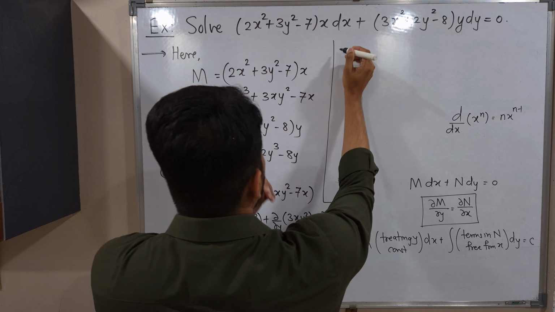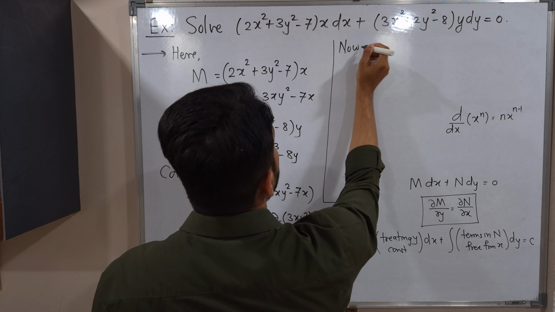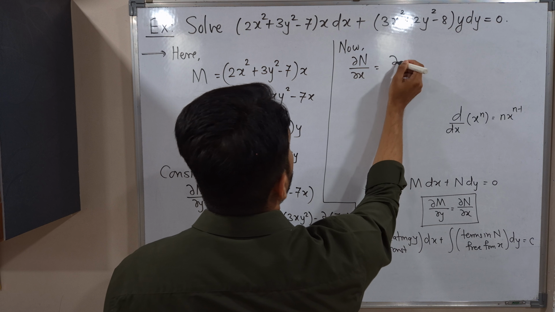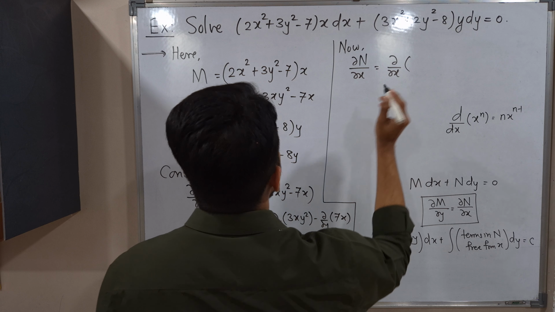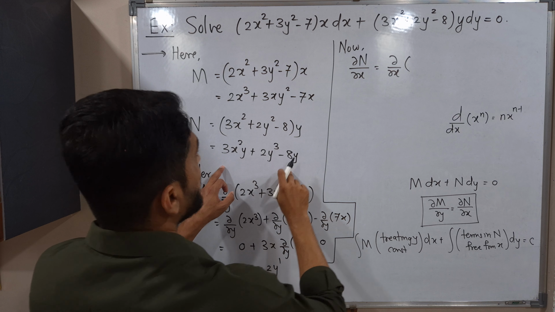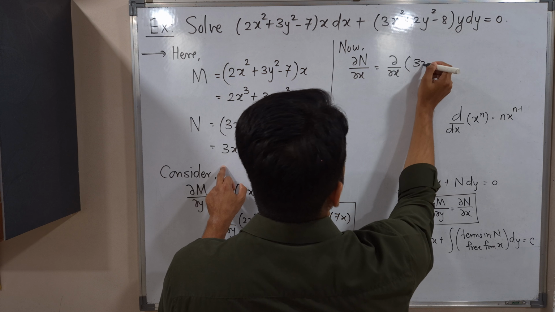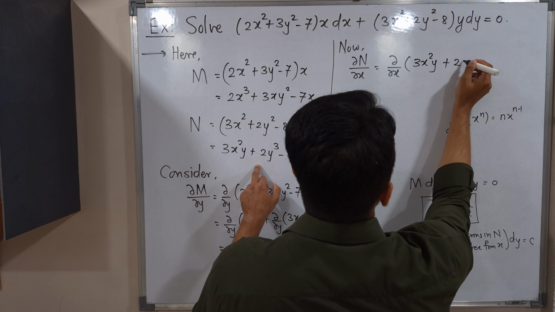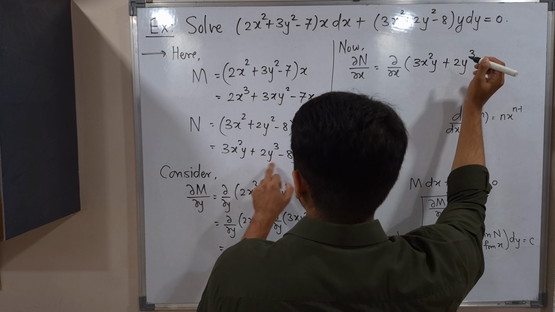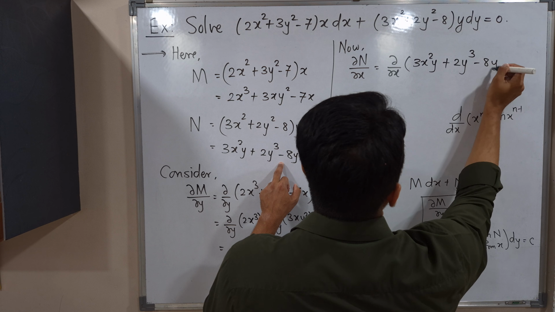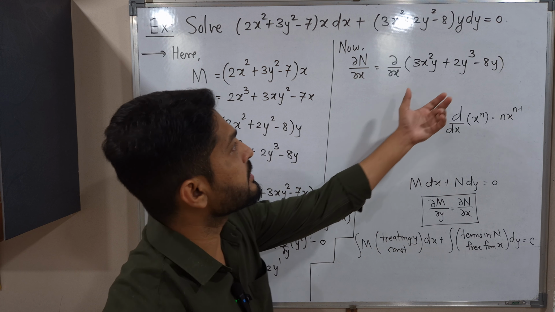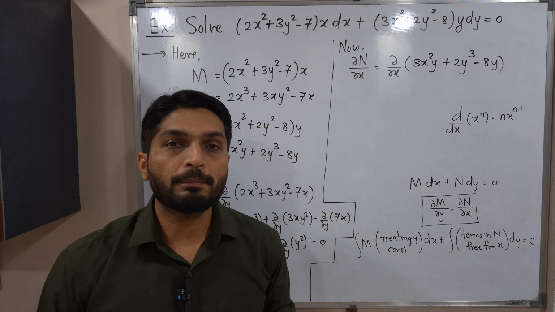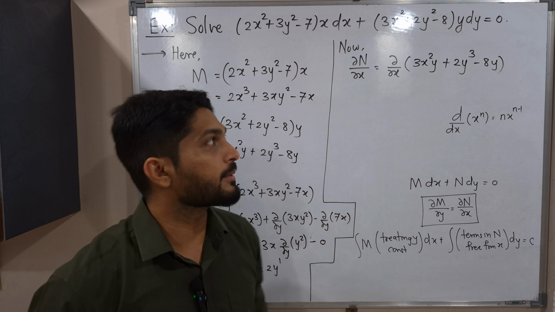Okay. So now ∂N/∂x. I will write the value of N. What is my N? This is my N. 3x square y plus 2y cube minus 8y. So again, 3 terms are there. You can easily see first, second, third. Those are separated by plus and minus signs. So I will take separate derivatives.